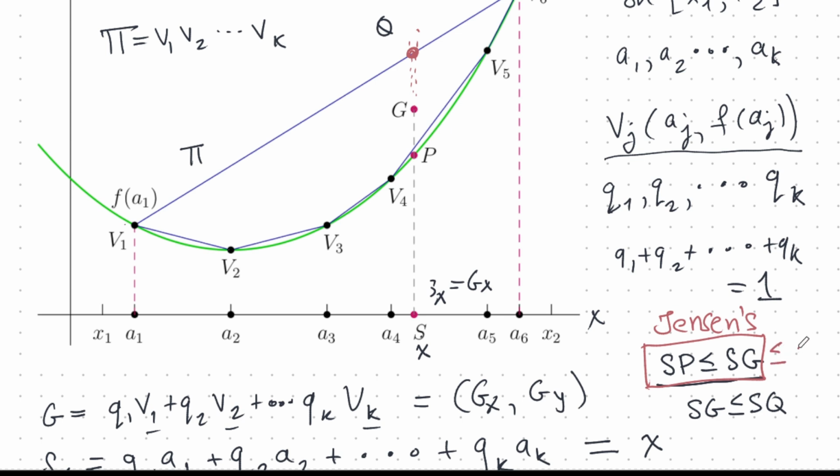This now is less than or equal to SQ. See, Q is higher. And so what does this give us? This part, well, this is not Jensen. This is going to give us something else. And this is quite interesting.